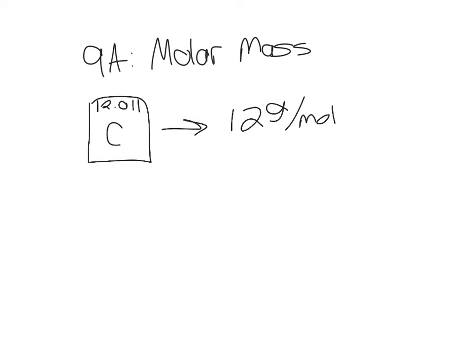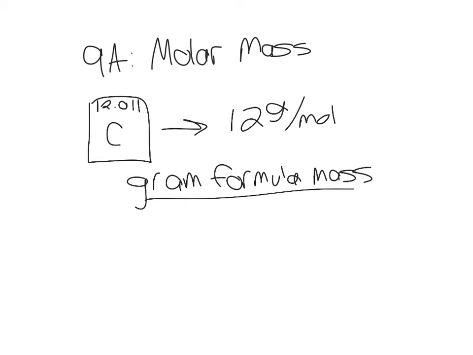Molar mass is called molar mass. It's also usually referred to as gram formula mass, or formula mass or molecular mass, and there's a lot of different words that we use for it. But gram formula mass, or formula mass, is the one that I see the most. It's the mass of the formula in grams.